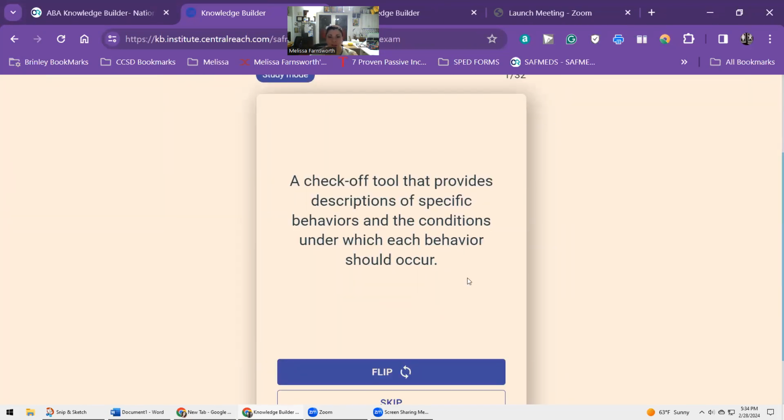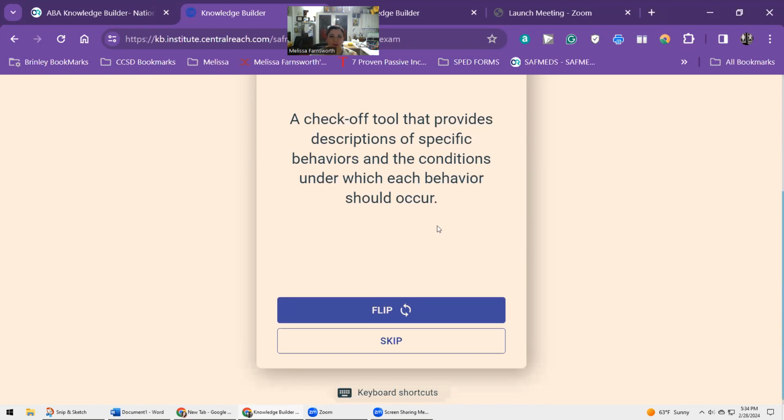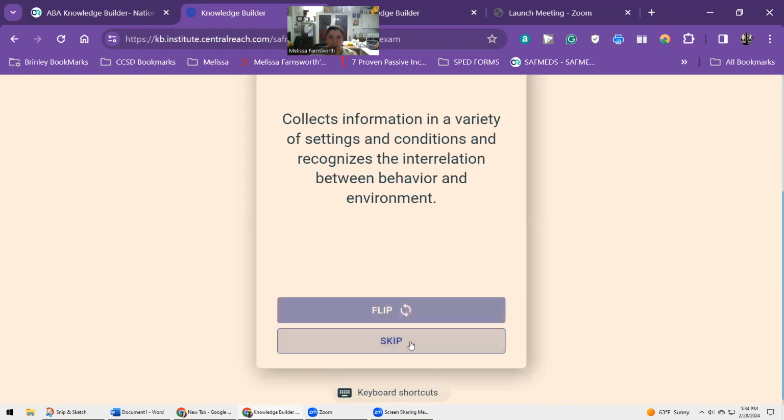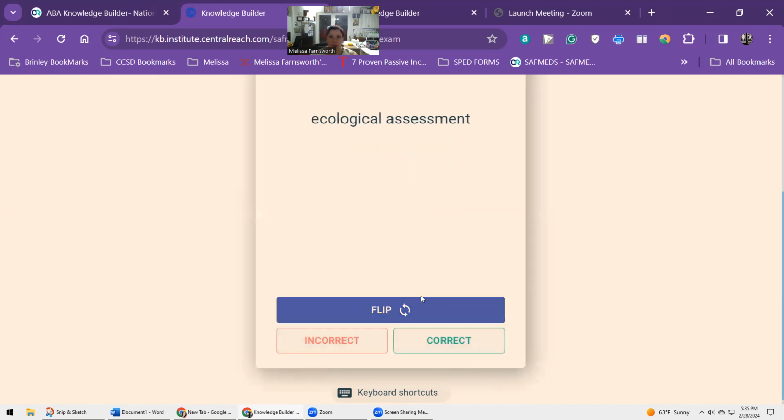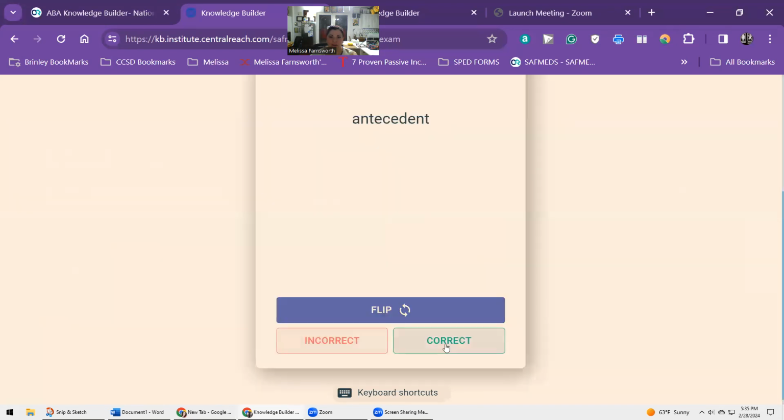A checkoff tool that provides descriptions of specific behaviors and the conditions under which each behavior should occur. Behavior checklist. Collects information in a variety of settings and conditions and recognizes the interrelation between behavior and environment. Ecological assessment. Behavior checklists may include a Likert scale about blank and consequent events.